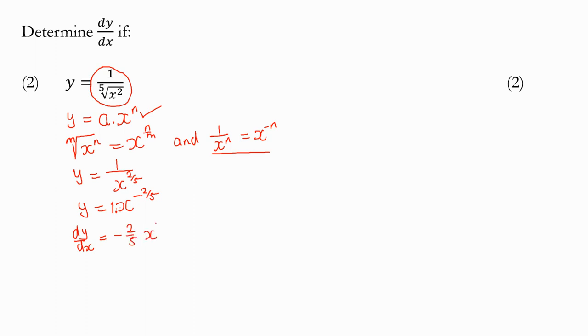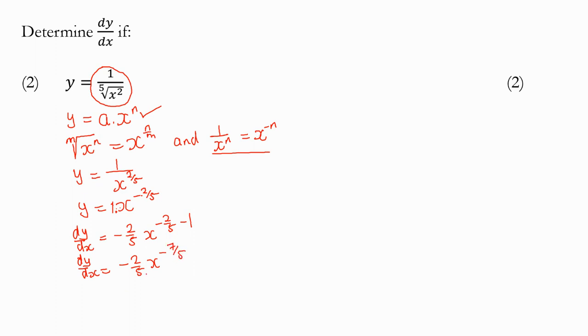And then x to the power, what do we do to the exponent? We subtract 1. It's going to be negative 2 over 5 minus 1. You see that? And then we can simplify our exponent there. You can even use your calculator if you want to. So negative 2 over 5 minus 1 should give you negative 7 over 5. So dy/dx is equal to negative 2 over 5 times x to the power negative 7 over 5.